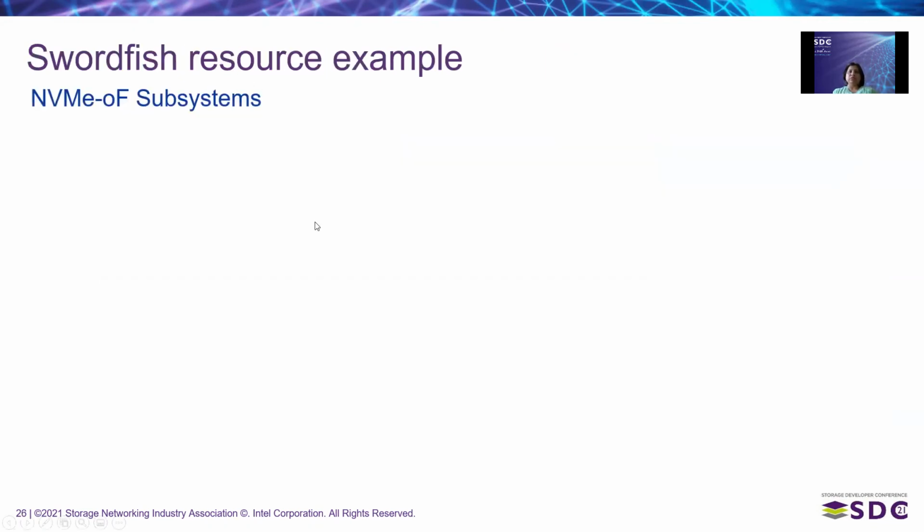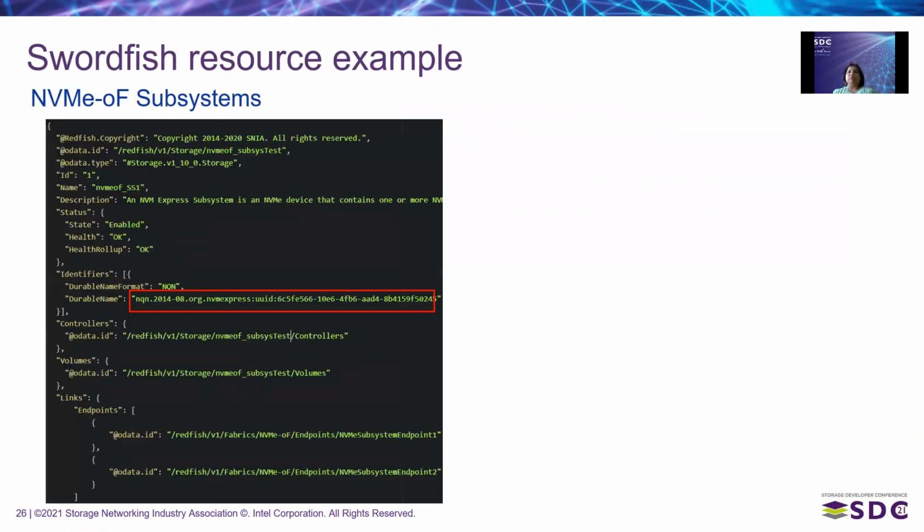So we have seen how the resources are configured with the DEM. We also want to see how these are represented in Swordfish. So the diagram on this slide shows an example of the storage resource for an NVMe fabric subsystem. And this is our NVMe-oF subsystem. And we see we have given it an NQN here.